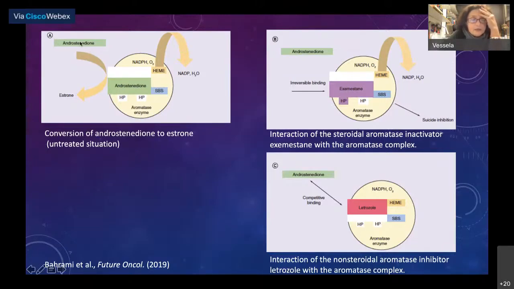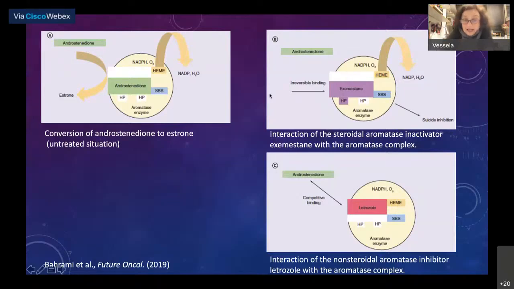So androstenedione is bound in the catalytic center of the enzyme and is turned into estrone. If you bind something else instead of androstenedione, like for instance exemestane, in an irreversible way, then even if androstenedione comes, it will not be able to be metabolized to estrone, and then you stop the production of estrogen. Of course, this is only possible in postmenopausal women, but it is a very potent and very common treatment.